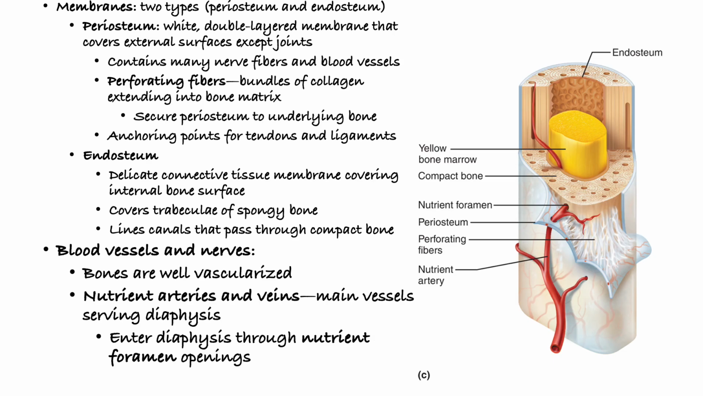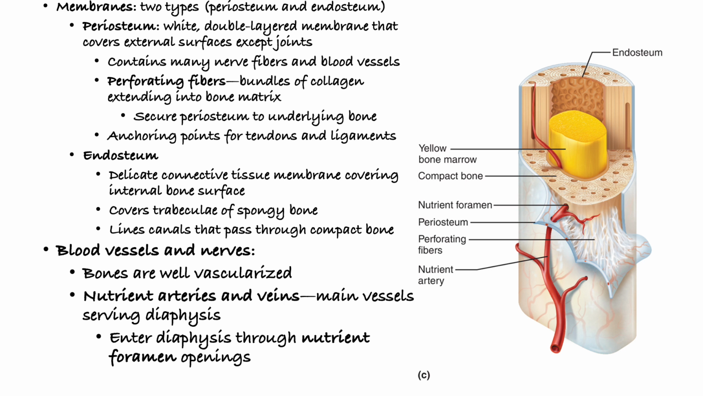So another thing you can see would be the periosteum. I mentioned the periosteum. You can see that a little bit better here from the previous diagram. The periosteum, it looks white. It's a double layer membrane. It covers the external surfaces except the joints, which would be the articular cartilage.